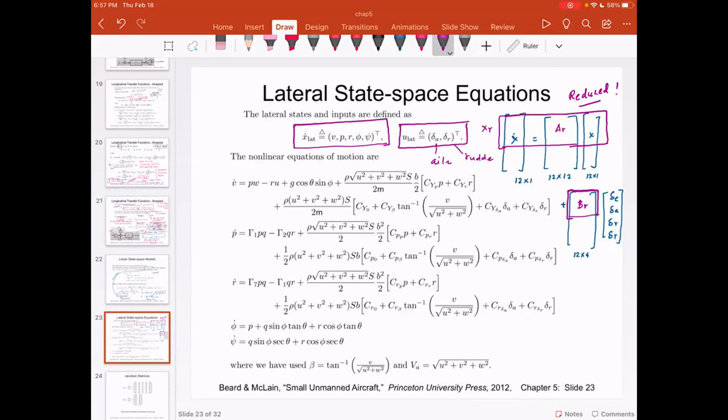What I want to do is look at these equations. I'm going to look at the equation for V dot, the equation for P dot, the equation for R dot, the equation for phi dot, and the equation for psi dot. These equations come from the JS block. These complicated equations are nonlinear and coupled. So I'm going to somehow simplify them.